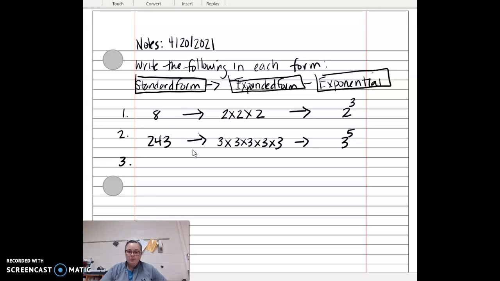If I gave us 4 to the 6th power, that is actually written as 4 times 4 times 4 times 4 times 4 times 4. There are 6 fours. Or when you put 4 to the 6th power into your calculator, you end up getting 4,096. So these are the three forms that we can look at.